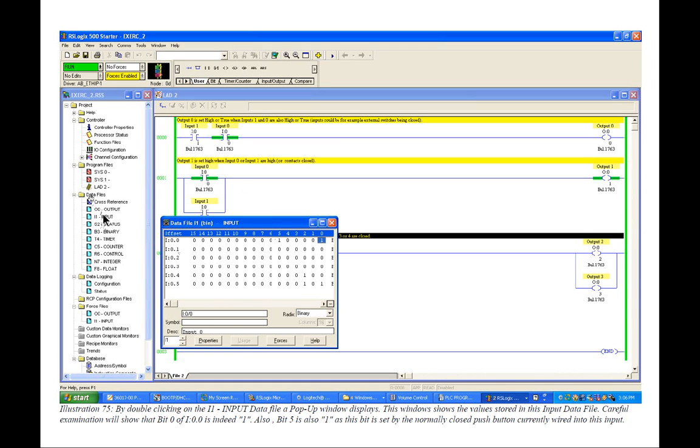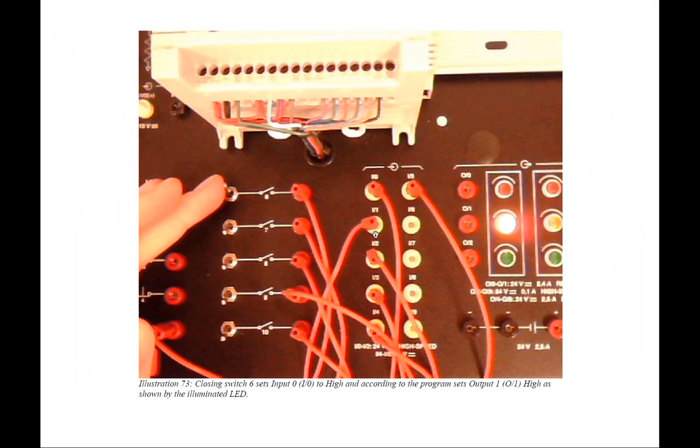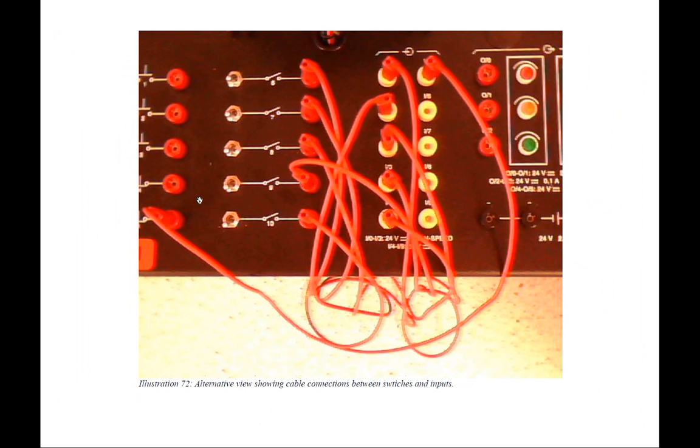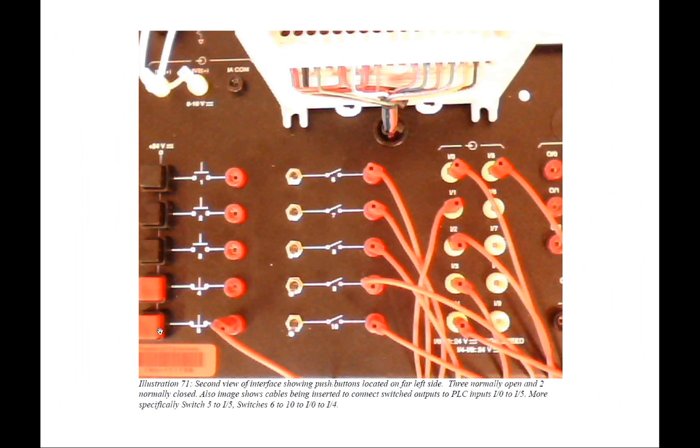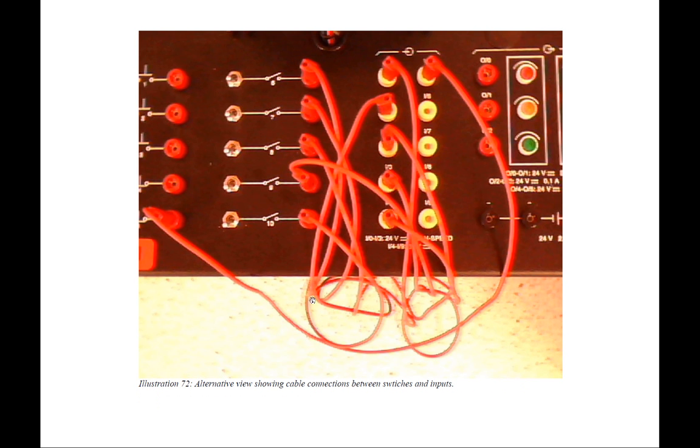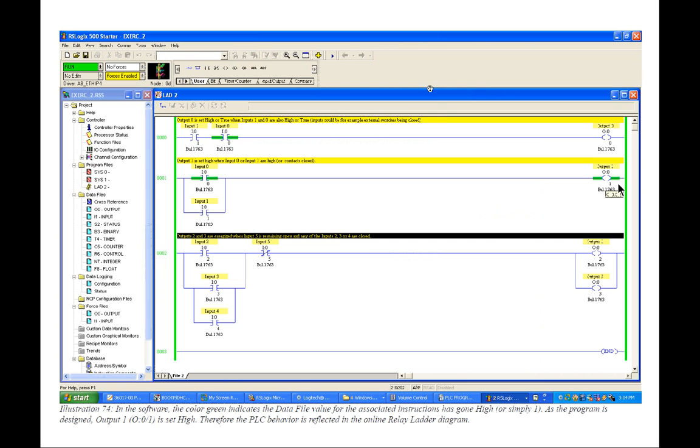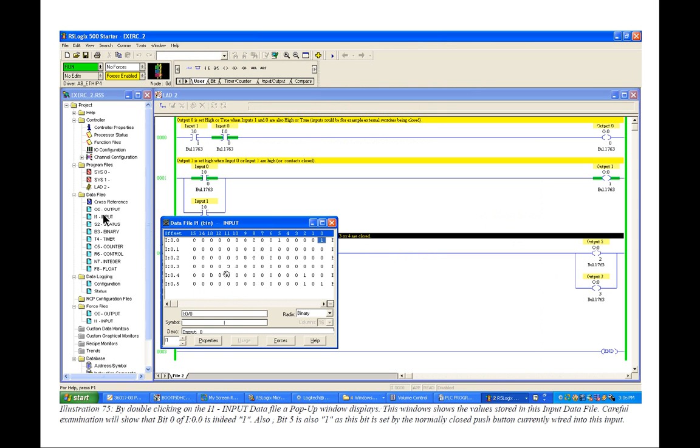And if I click on the I1 input data file, you can see inputs 0 and 5 are high. The reason for that is, if I go back, that one's high, and you'll probably find that this one here is hooked into the normally closed button. It says normally closed going in there, so that's a high. So you see that bit there is high, so both of them are high. And these numbers down here are just the analog inputs, which we're not using in this experiment.